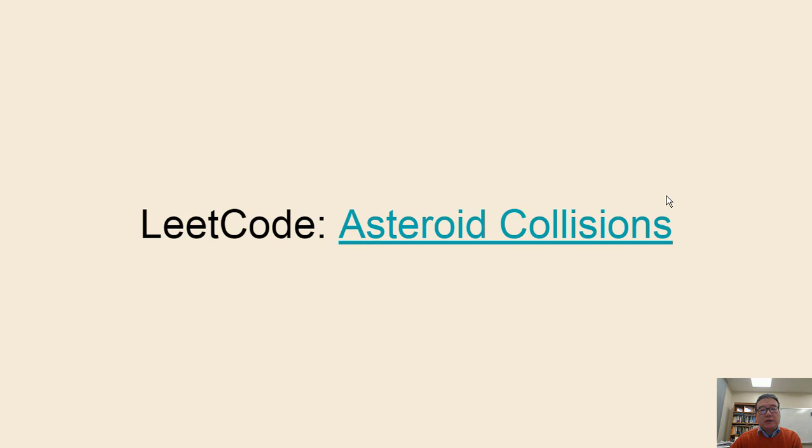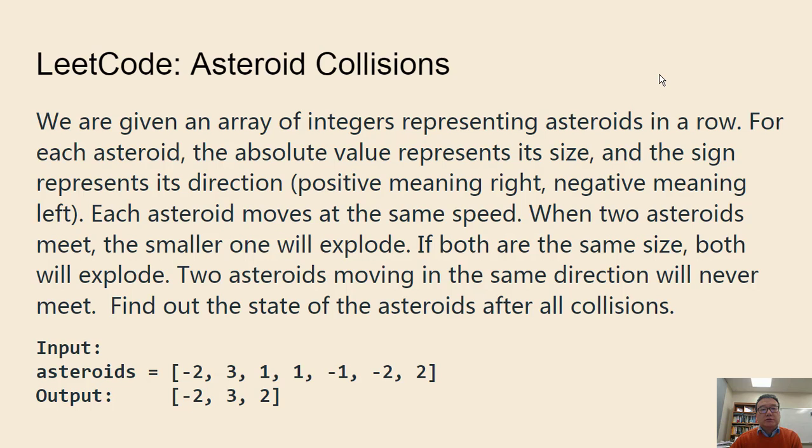So first, let's look at this LeetCode problem, asteroid collisions. You are given an array of integers, and they represent asteroids. For each asteroid, the absolute value represents its size, and the sign represents its movement direction. If it's positive, it means that it's moving right. If it's negative, it means that it's moving left. Each asteroid moves at the same speed.